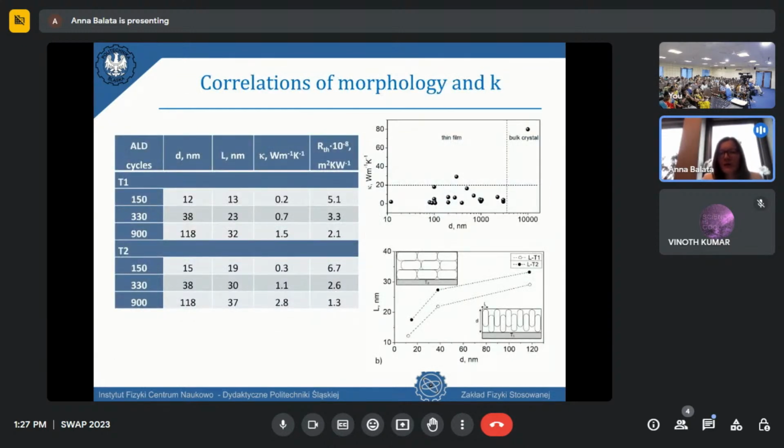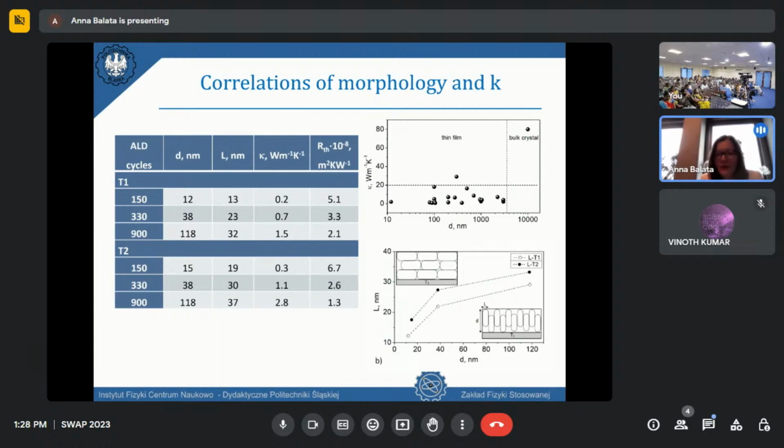And we did also some correlations. We see that the temperature induced some changes in orientation of grains. Here we have the mean grain size dependent on the thickness on this lower graph. We see that the mean grain size increases, and grains parallel to the substrate were dominating in T2, thickest layers, and vertically oriented grains dominated in T1 layers.